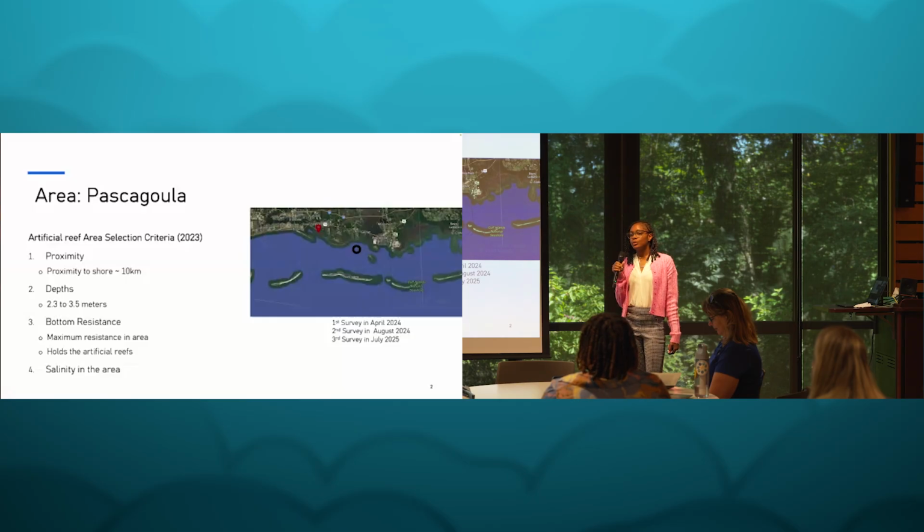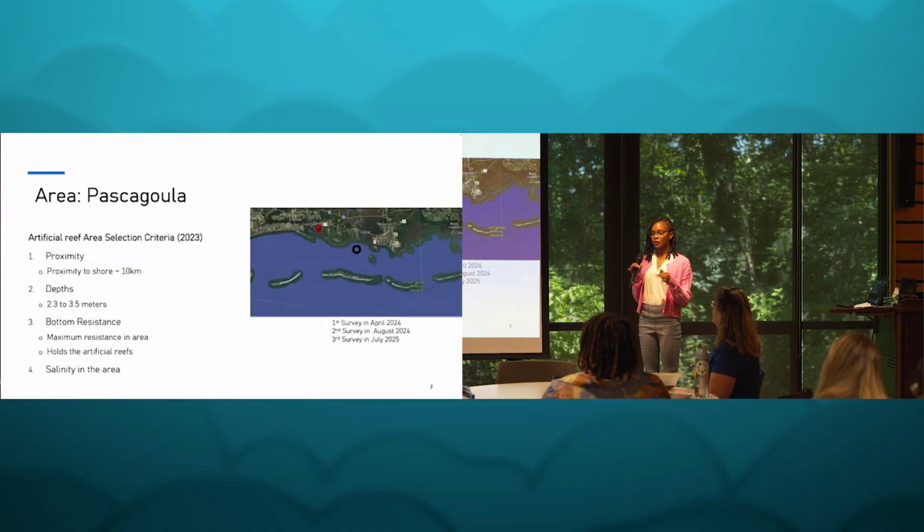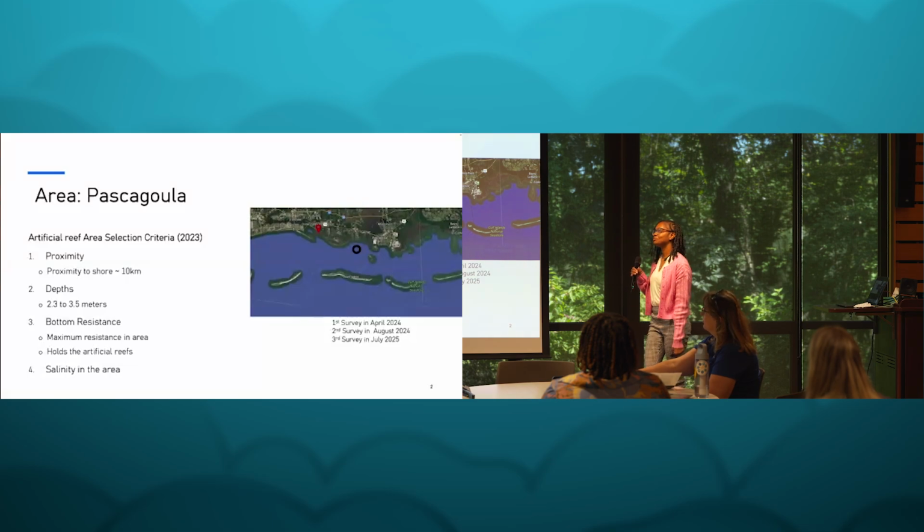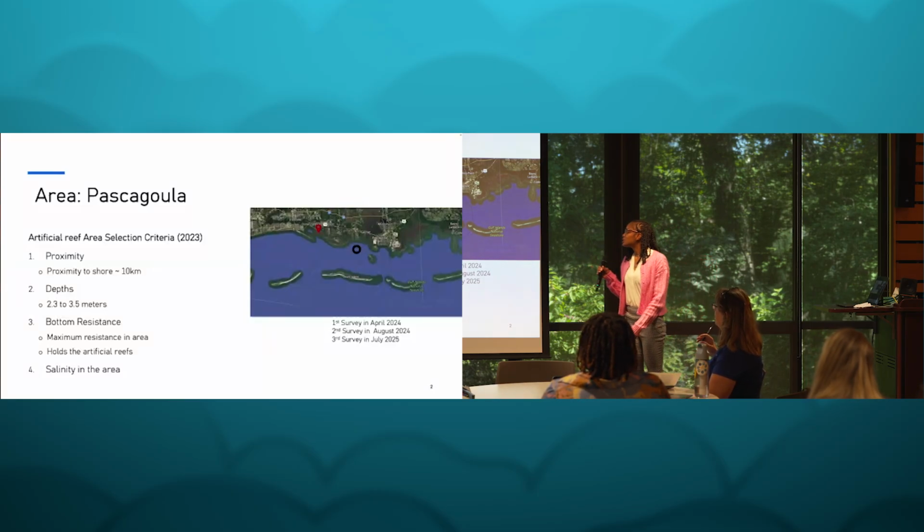Also, it's about 2.3 to 3.5 meters deep. The resistance is great in this area because it had the maximum resistance, which means that the sediment that is placed on the seafloor wouldn't go through the seafloor and become a part of that layer that's on the ground. And also due to the salinity.